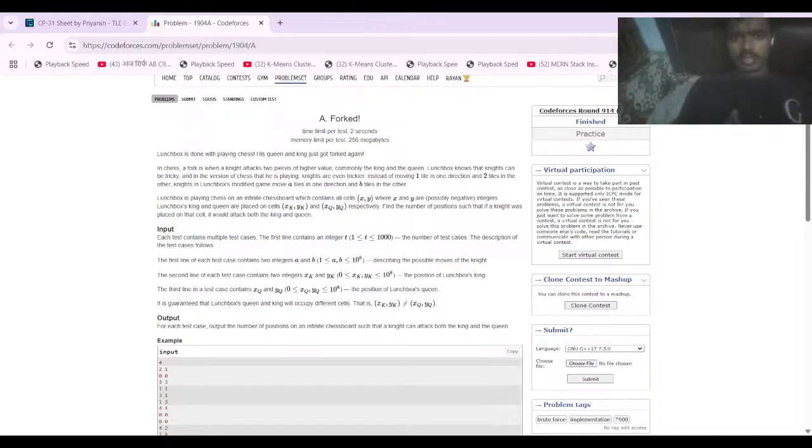Commonly, the king and queen. Lunchbox knows that knight can be tricky. And in the version of chess that is playing, knights are even trickier. Instead of moving one tile in one direction and two tiles in the other, knights in the Lunchbox modified game move 8 tiles in one direction.